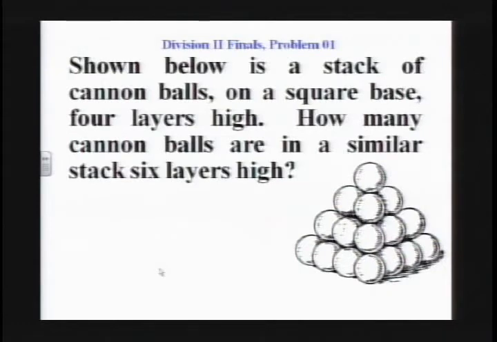Okay, and we have answers. Give me the solutions, please. Obviously, the top layer is 1 squared, the second layer is 2 squared, and so forth and so on. So it's the sum of the first 6 squares, and that would be 91 cannonballs.